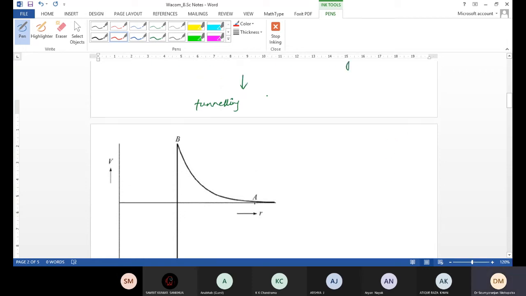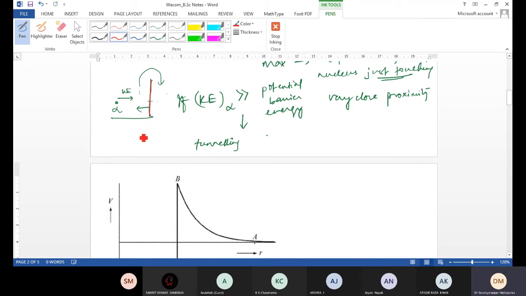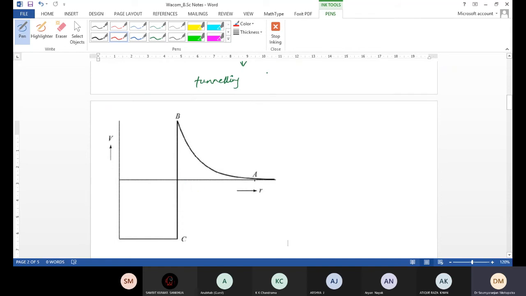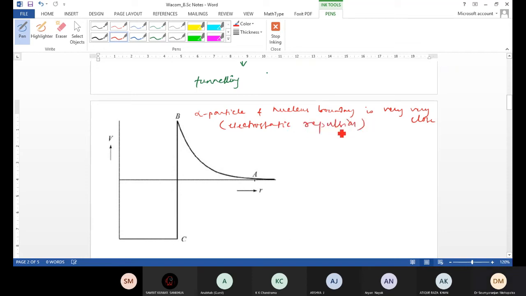कहने का मतलब ये है कि मान लो ये आपका न्यूक्लियस का बाउंड्री है, ये अगर आपको इस बाउंड्री को क्रॉस करना है, you have to come from a very far distance with greater velocity and tunnel into it. But if you are coming at a very slow speed, or you are, let's say, in very close proximity of this nucleus boundary, then you cannot tunnel into it because Coulombic repulsion is maximum. That is the case here. That means the R here is very less. So at point B, the alpha particle and nucleus boundary are very, very close. As a result, here you have electrostatic repulsion.